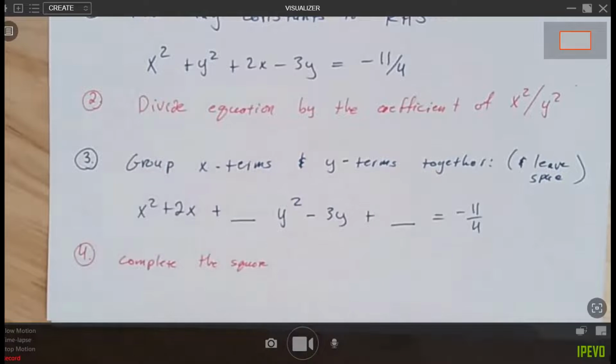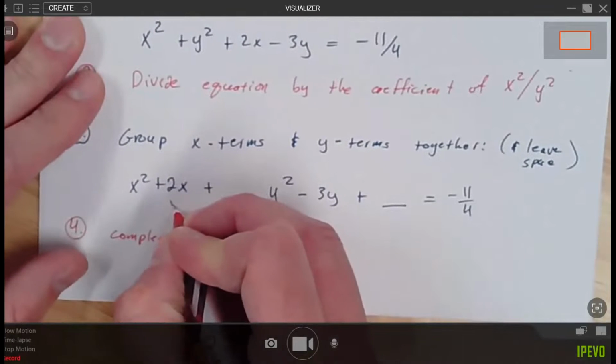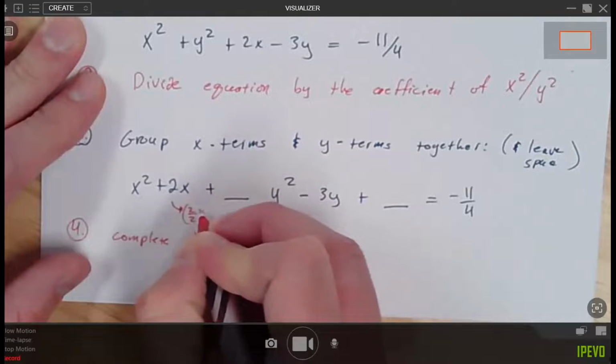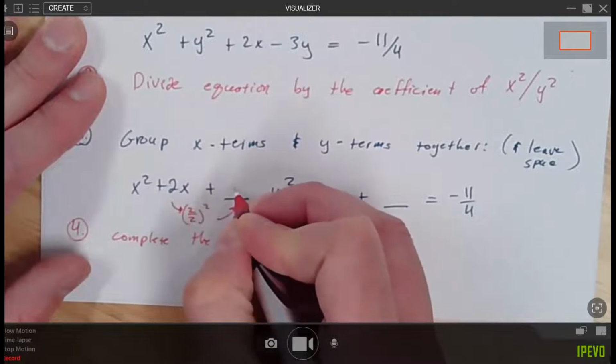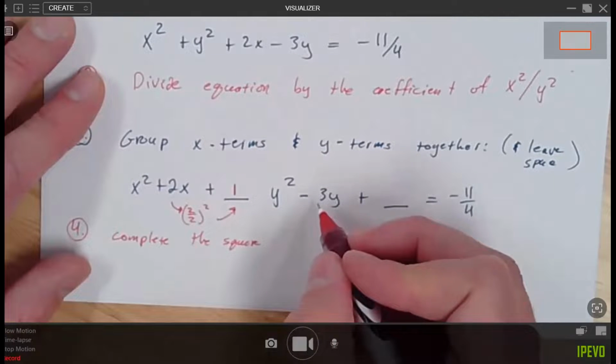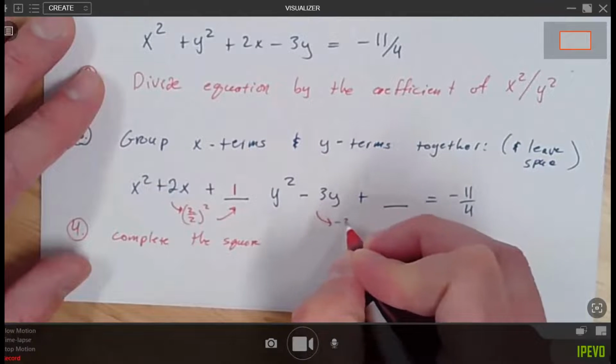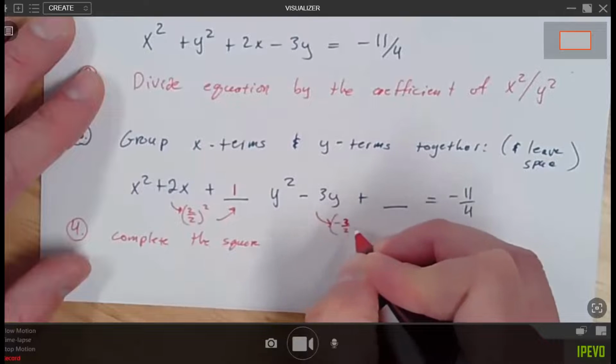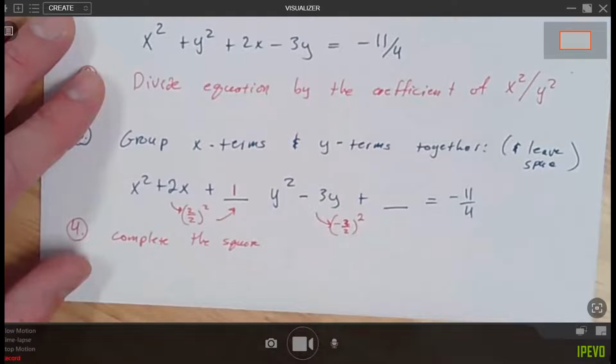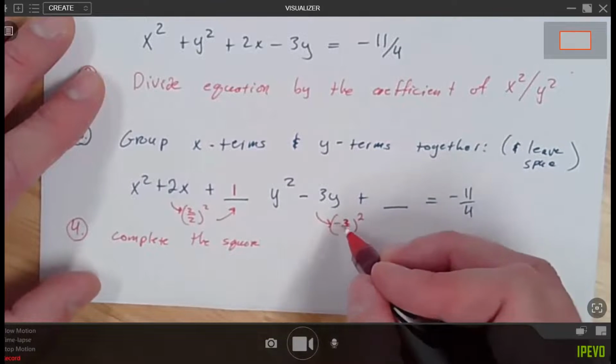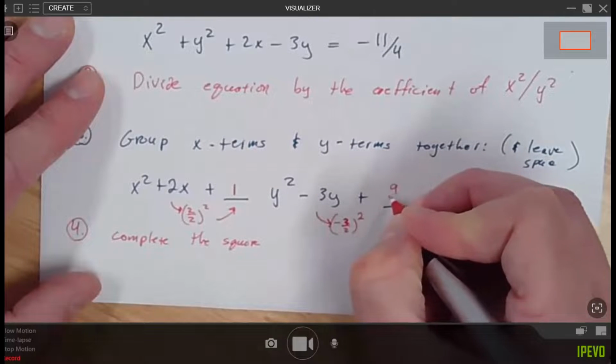So step 4, actually do the completing the square. To complete the square for the x terms or for the y terms, we're always taking the coefficient of the thing that's to the first power, dividing it by 2, squaring it, and adding it. So I'm going to take 2, divide it by 2, and square it. That's going to give me a 1. And I'm going to take negative 3, divide it by 2. Negative 3 over 2 squared is going to give me a positive 9 fourths.